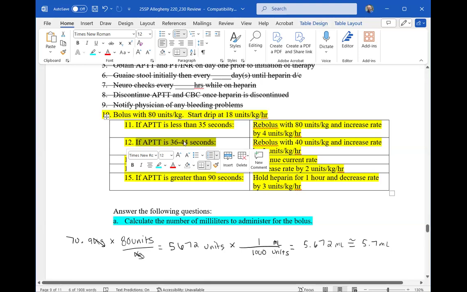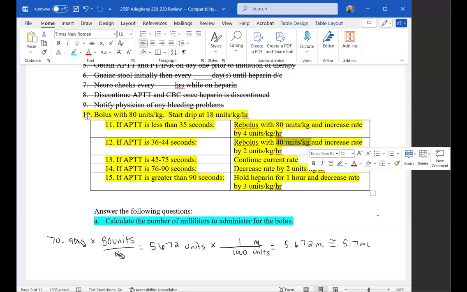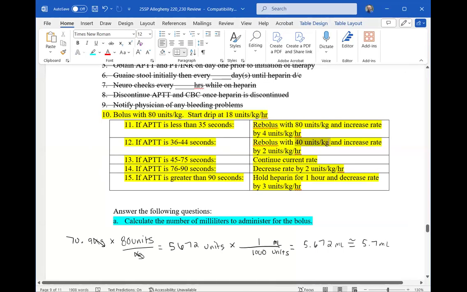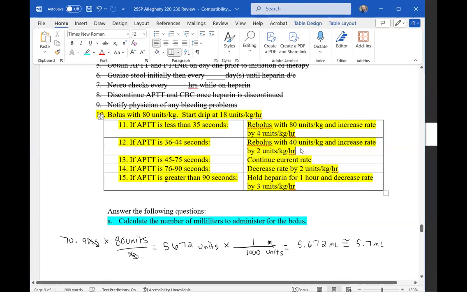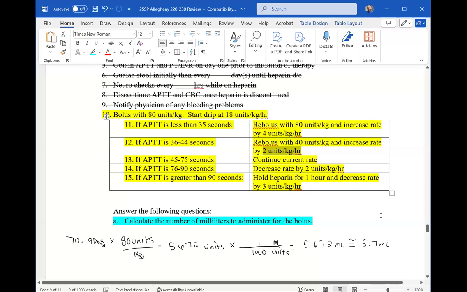So it says we had 43 seconds after 6 hours. So what do we do? It tells us to do a couple things. It says to rebolus with now 40 units per kilogram. So remember, the original bolus was what? 80 units per kilogram. So now it's telling us to rebolus, but this time with 40 units per kilogram instead of 80 units. Okay. The next thing it tells us to do is to increase the infusion rate by 2 units per kilogram per hour.